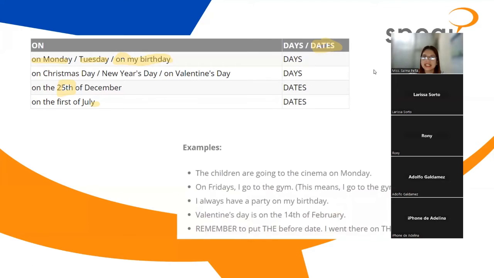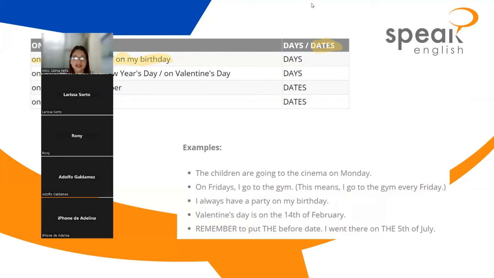Let's see the examples. Adelina, can you help me? The children are going to the cinema on Monday. On Friday, I go to the gym. I always have a party on my birthday. Valentine's Day is on the 14th. What do you say? 14th of February. Okay, thank you. So that's how we use it.